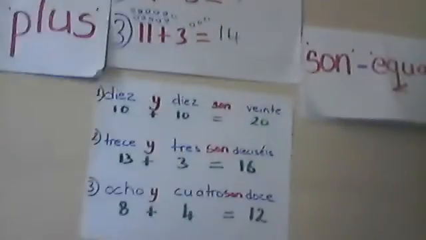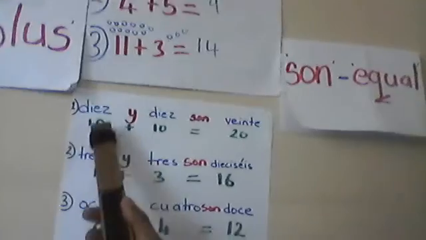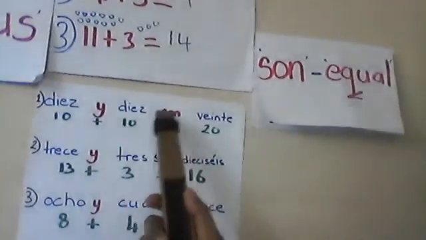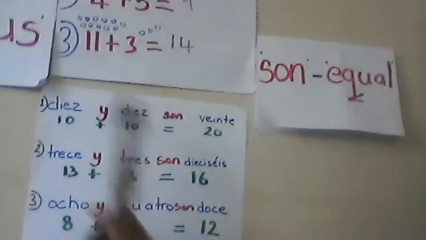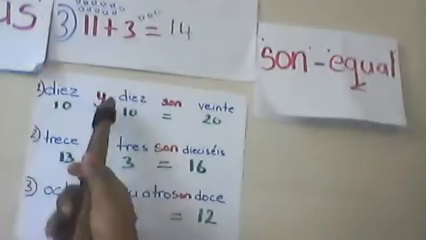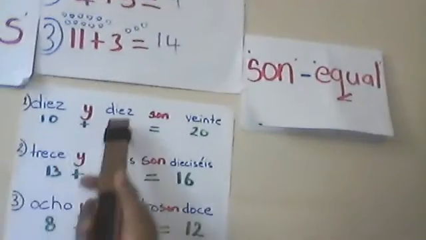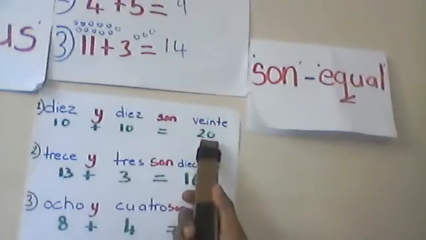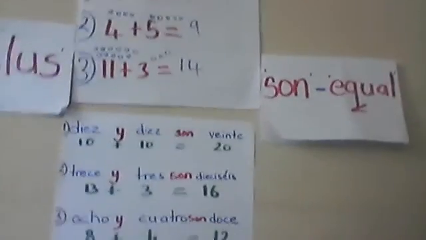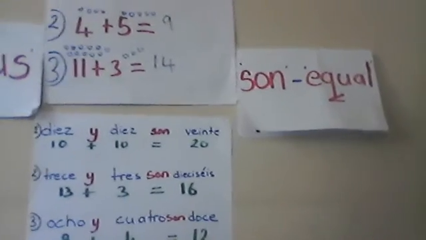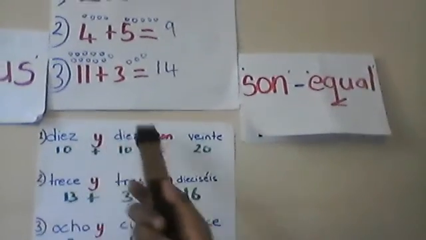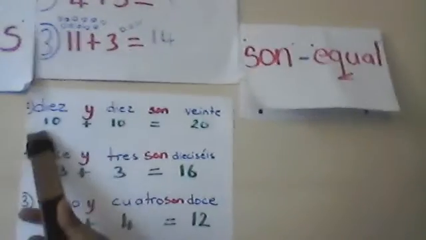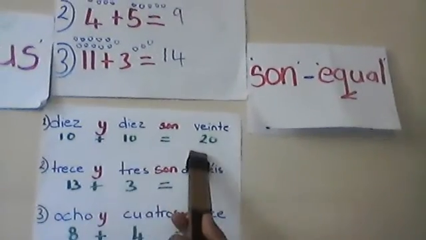Alright, so now we're going to go through the examples right here. The first one says 10 y 10 son 20. What is 10 in Spanish? 10 is 10. And remember, y means plus. So 10 again means 10, son means equal, and 20 in Spanish is 20. All we're doing is writing over everything in Spanish instead of just numbers. So 10 y 10 son 20 means 10 plus 10 equals 20.